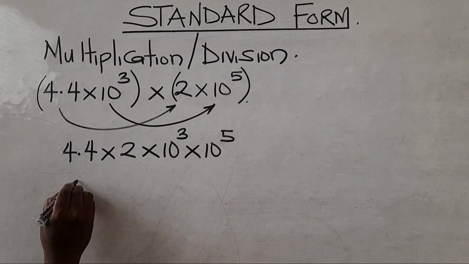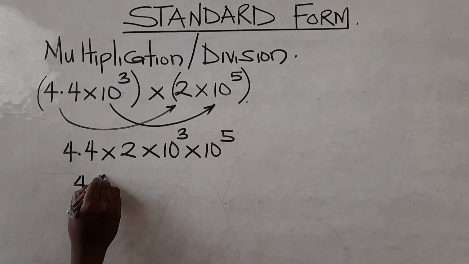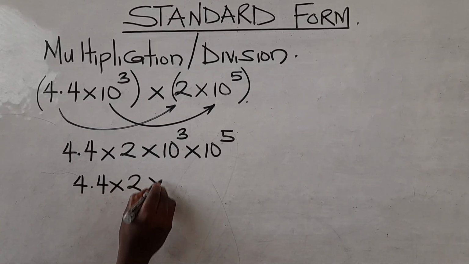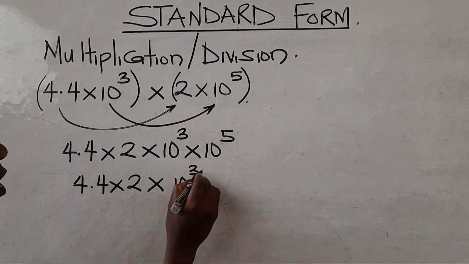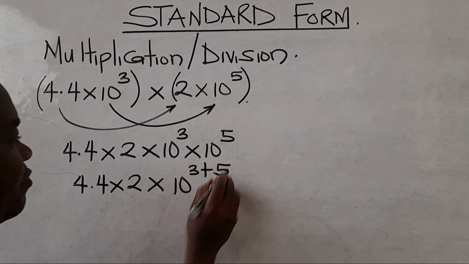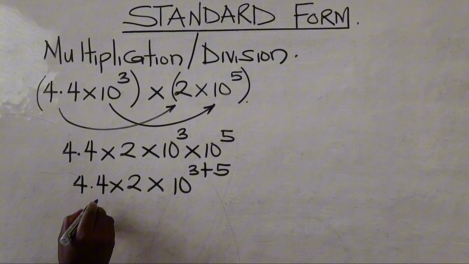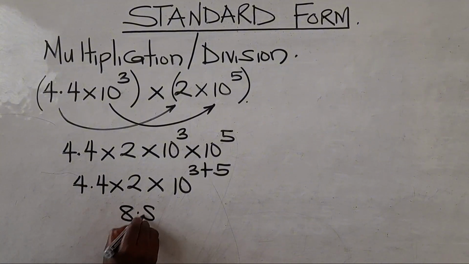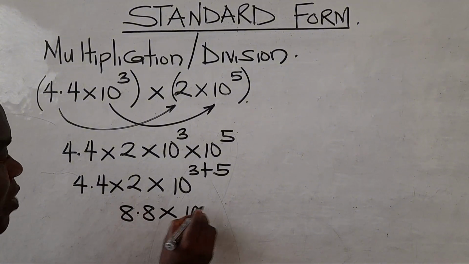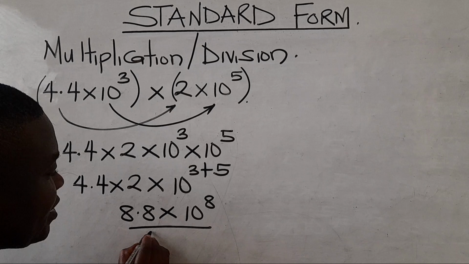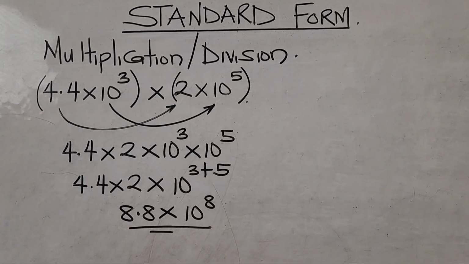This is the same thing as 4.4 times 2 times 10 to the power 3 plus 5. So this gives us 4.4 times 2 is 8.8 times 10 to the power 8. This is the answer. Straightforward.